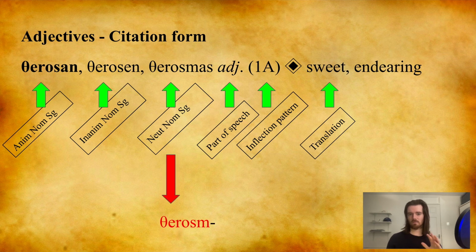The stem can be found always by looking at the neuter nominative singular and removing the final vowel, which will be a, e, or u, and s. So if we wanted to make the animate accusative singular, we would take therosmas, remove as, have therosme, and then add the appropriate ending er to have therosmear.